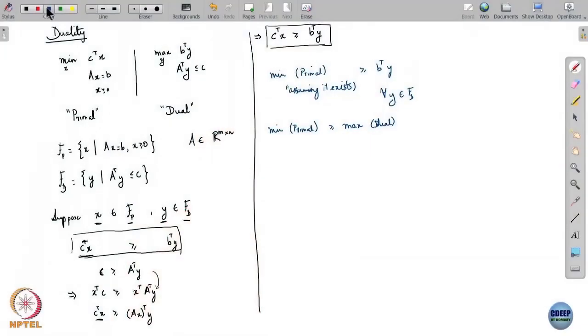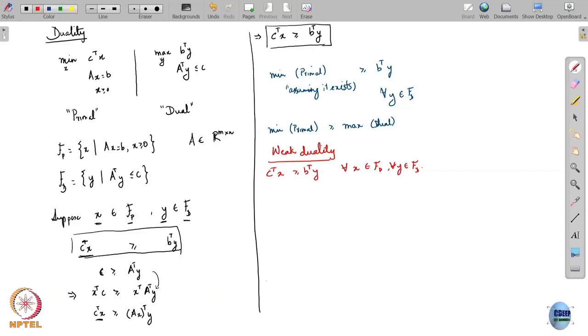Now, this property is what is called weak duality. Weak duality simply refers to this, that c transpose x is greater than or equal to b transpose y for all x in Fp and for all y in Fd.